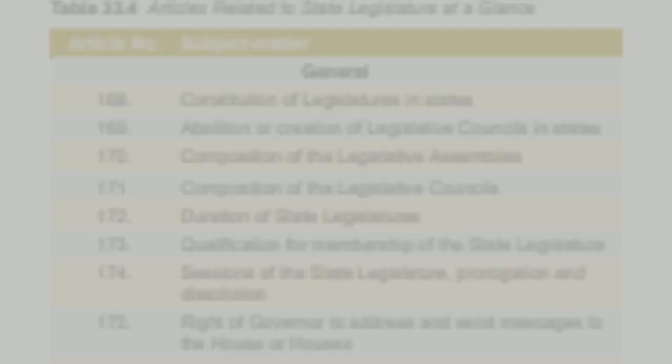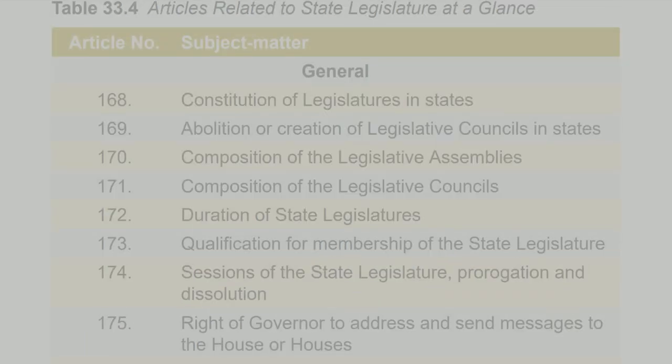Table 33.4 Articles related to state legislature at a glance. Article number and subject matter. General: 168. Constitution of legislatures in states. 169. Abolition or creation of legislative councils in states. 170. Composition of the legislative assemblies. 171. Composition of the legislative councils. 172. Duration of state legislatures. 173. Qualification for membership of the state legislature.